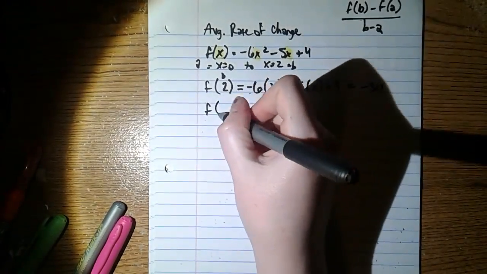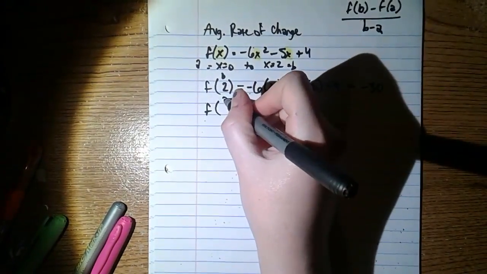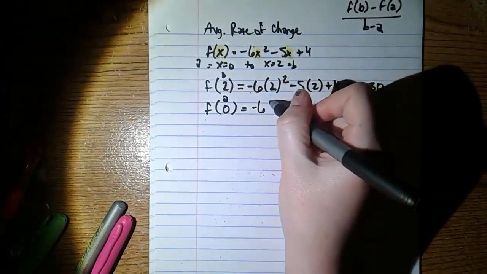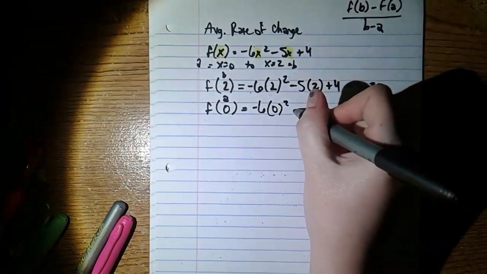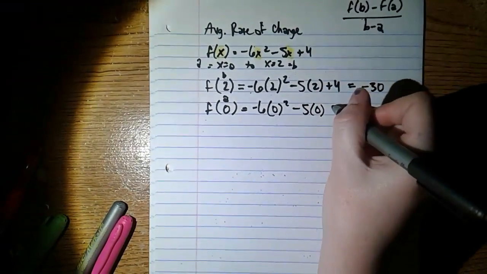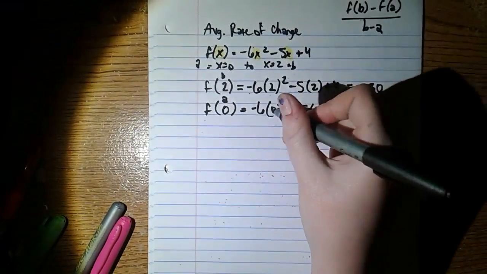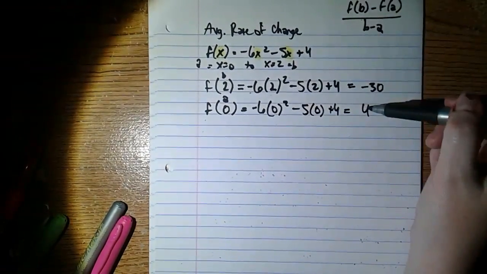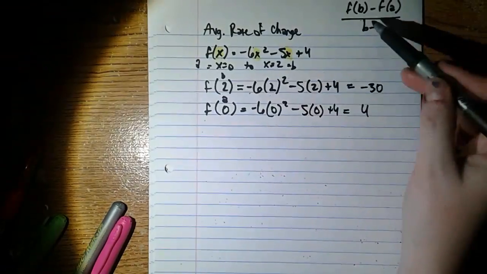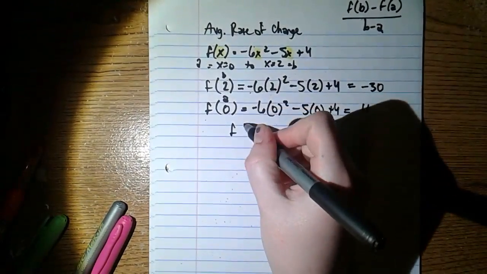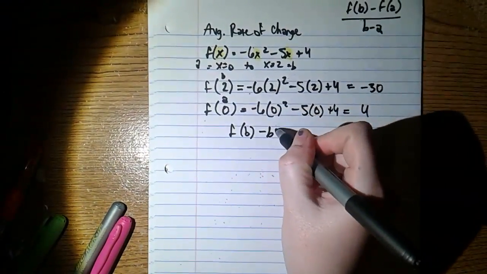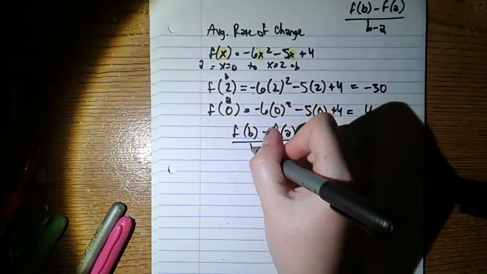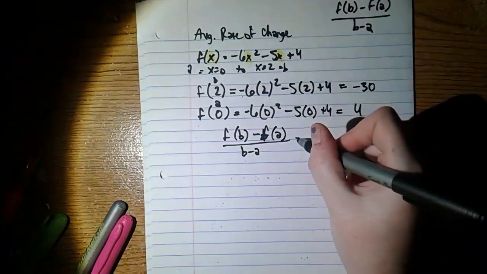So now you could say f of A, which is 0, is going to be equal to negative 6 times 0 squared minus 5 times 0 plus 4. Anything times 0 gets rid of it, so it's just 4. So now you can take the f of B minus f of A, just like the formula states, over B minus A. That's going to look like this.